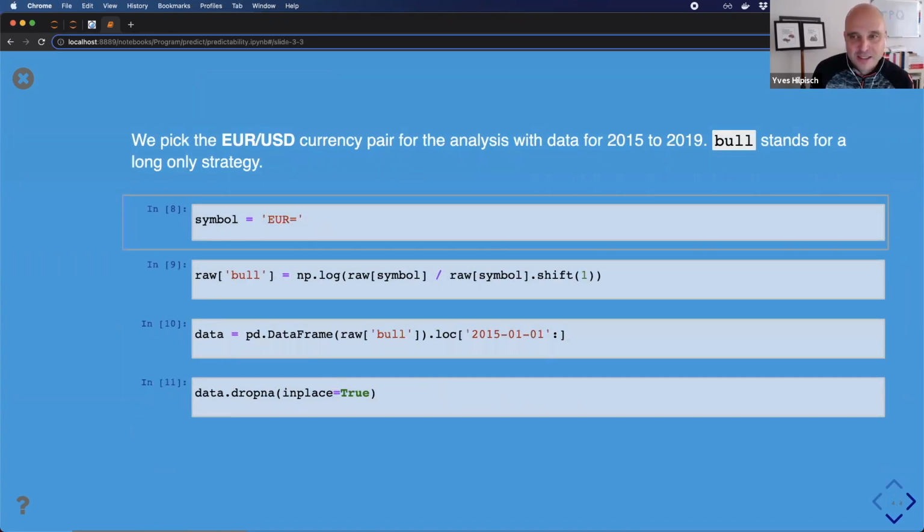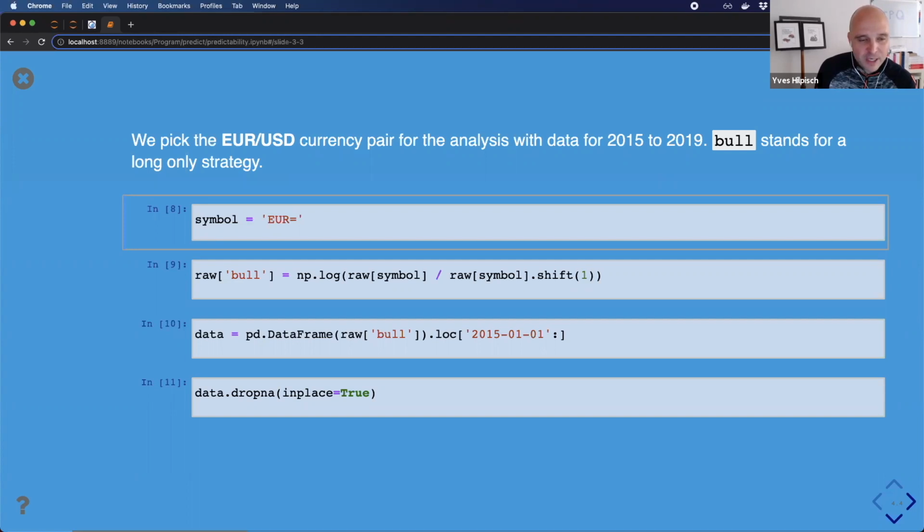I go with the euro US dollar, and the analysis is for the years starting in 2015, ending in 2019. So beginning 2015, end of 2019. The first strategy that I define here is a bull strategy, a bullish one, where the idea is I go long and I stick to my long position throughout. I usually call this passive benchmark investment. Here the hope is that the market, represented by the currency pair, goes up.